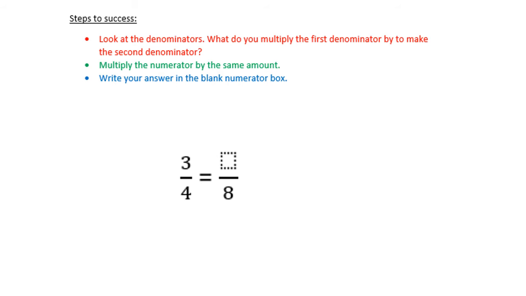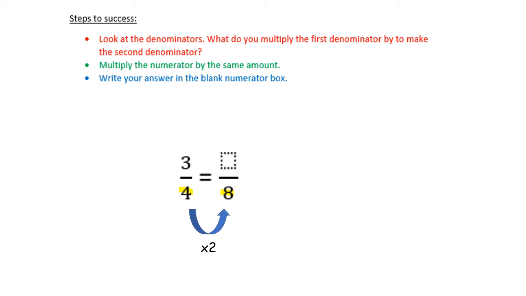So day 4, we're going over some skills we've already been doing, and we're finding more equivalent fractions using our times tables. So let's look at our fractions. We've got 3/4 is equivalent to how many eighths? So again, you know the steps. The first thing we need to do is look at our denominators. We've got 4 and 8. What do you multiply 4 by to get to 8? 4 times 2 is 8.